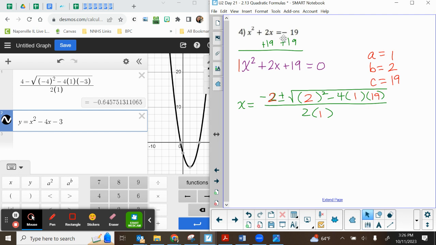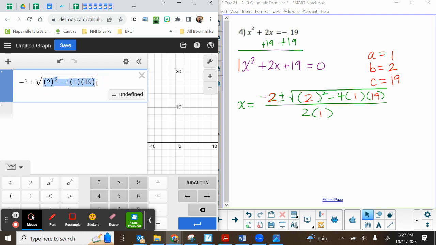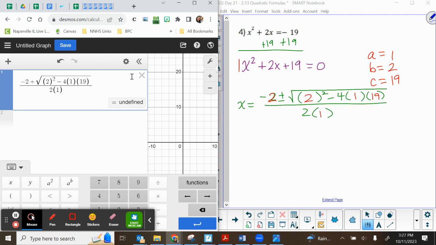All right, so now if I type this into Desmos, I get negative 2. I'll start with a plus. 2 squared minus 4 times 1 times 19. And it says undefined. I'm like, uh-oh, I'm going to get a negative number. So I need to figure out what this part is so that I can figure out my i. Even if I highlight all of it and put it over 2a, I'm still undefined. So now I've got to figure out the part under the square root.